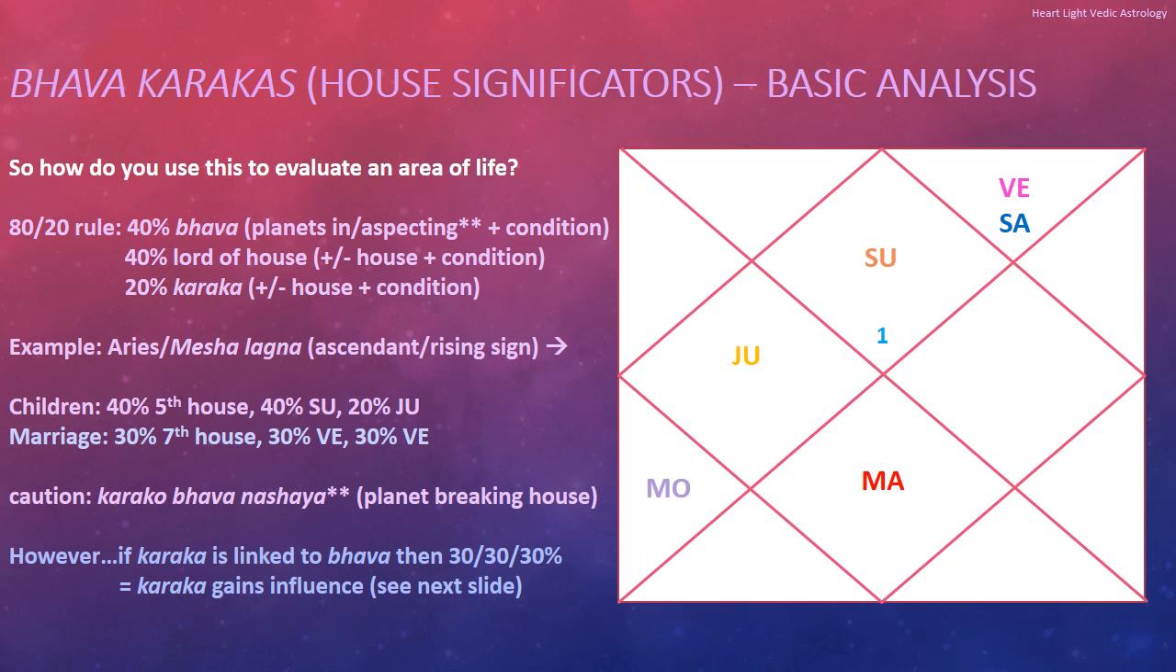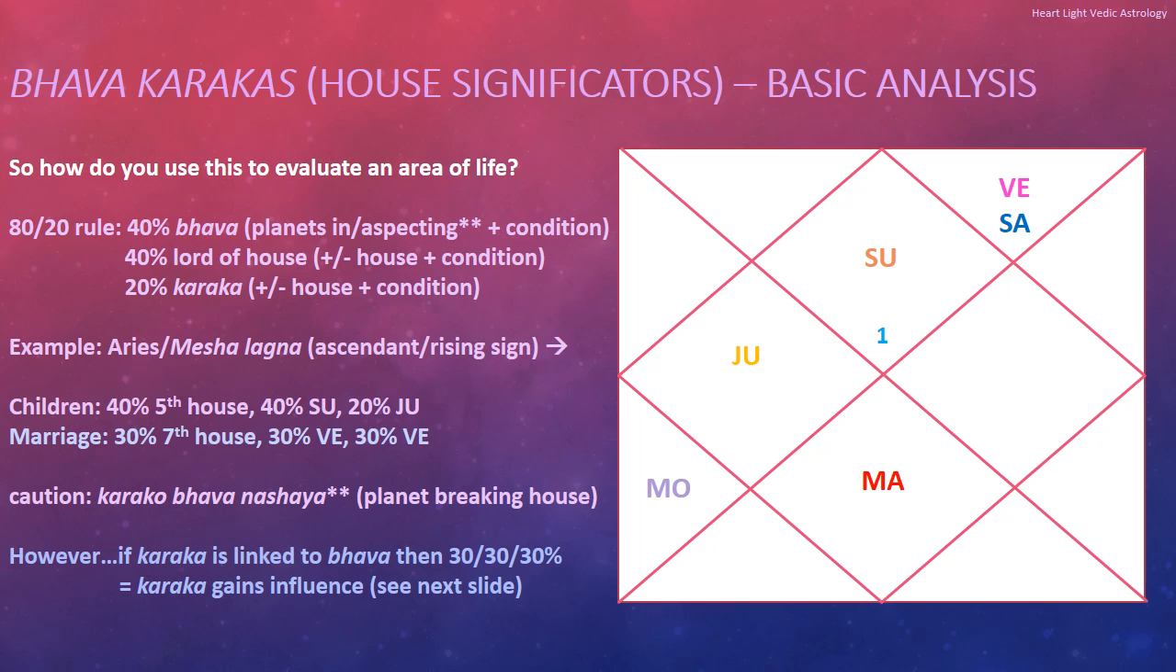So when you have the Karaka linked with the Bhava, then it goes from 40-40-20 percentage, more or less, to 30-30-30. Okay. So when the Karaka is linked to the Bhava, like Lord of the house also, or aspecting the house or in the house, the Karaka gains influence. Okay, now I'm going to give you another example after this, but let's just finish with this Aries rising mock-up chart here. So we changed the percentages here, but now we're looking at marriage.